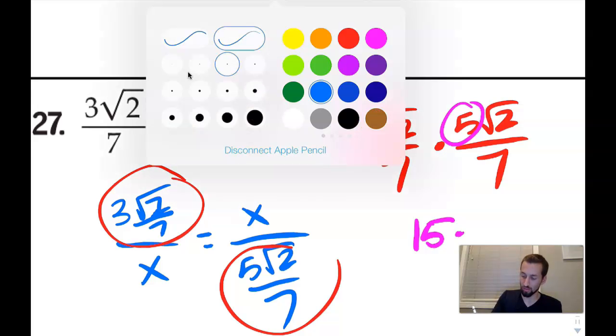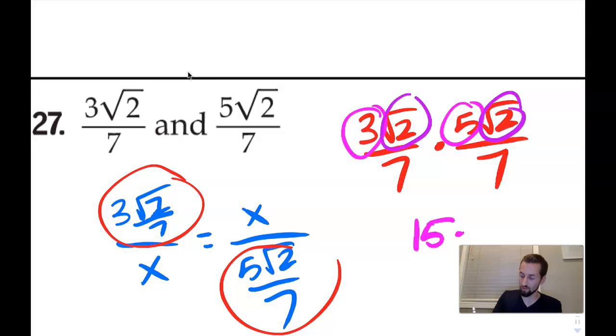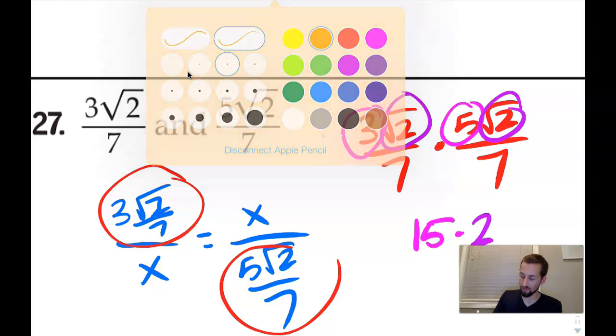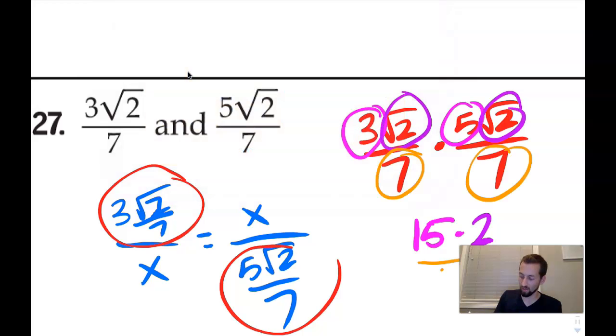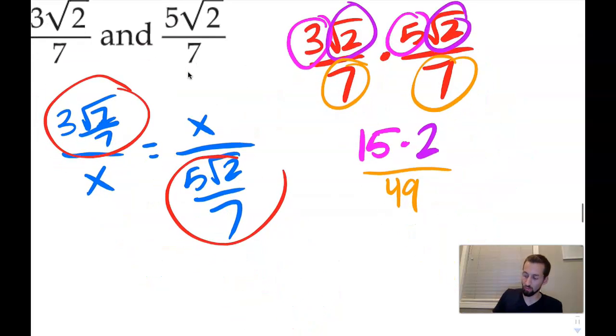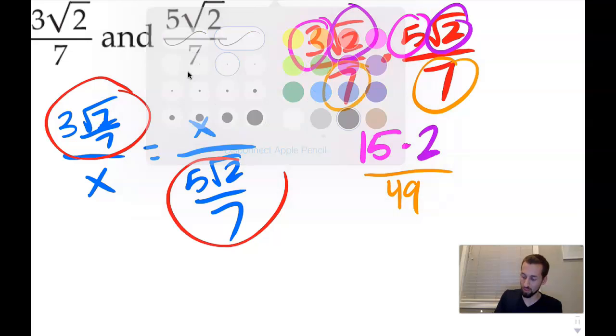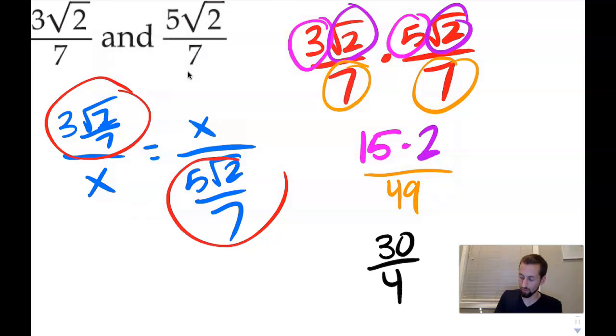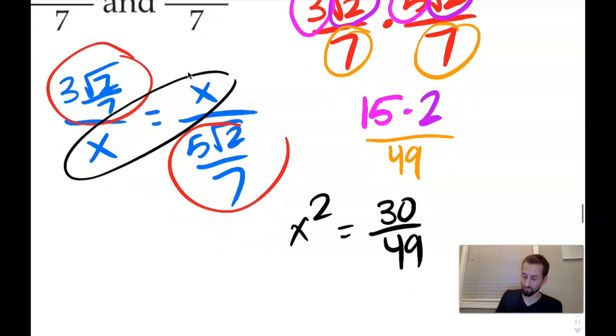Oh, I keep choosing blue there. The square root of 2 times the square root of 2 is just 2. And then on the bottom, you've got 7 times 7, which is 49. So I end up with this entire thing being 30 over 49 equals x squared.